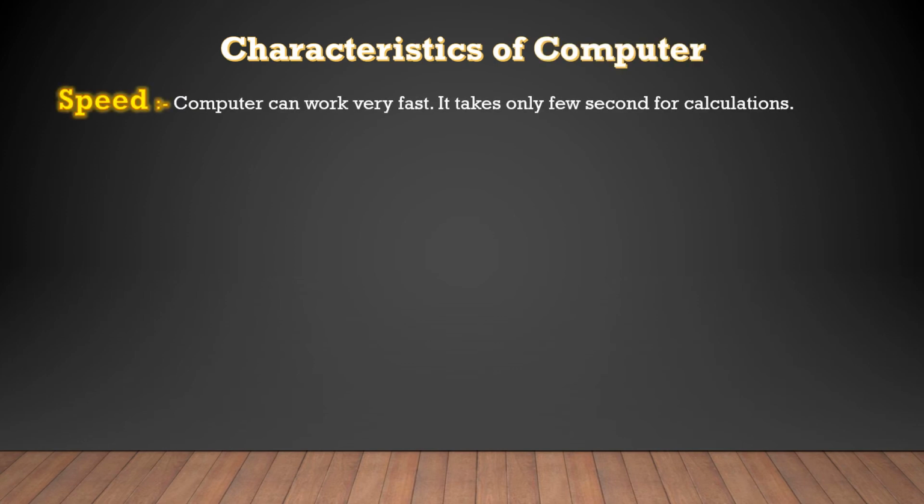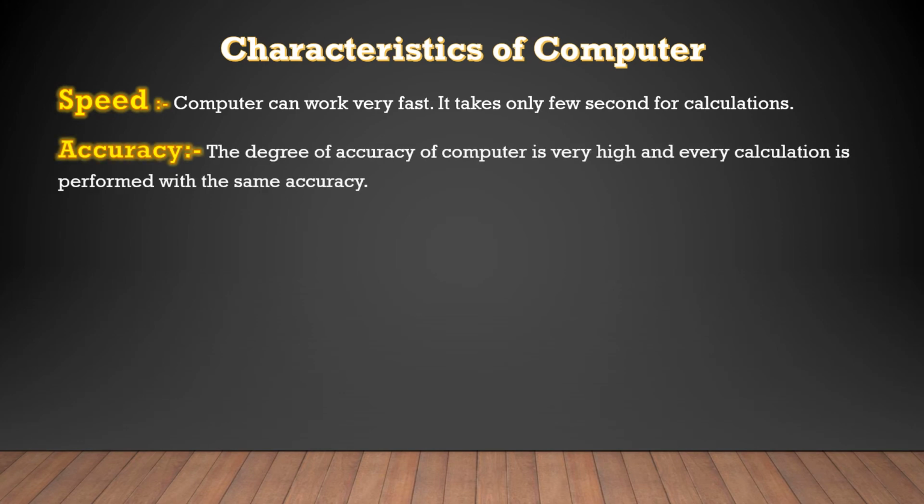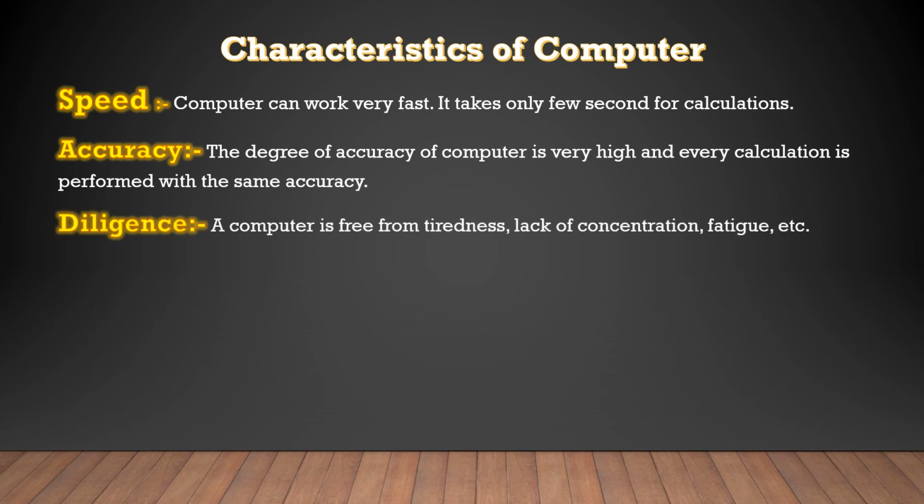Speed. Computer can work very fast. It takes only a few seconds for calculation. Accuracy. The degree of accuracy of computer is very high and every calculation is performed with the same accuracy. Diligence. A computer is free from tiredness, lack of concentration, fatigue, etc.